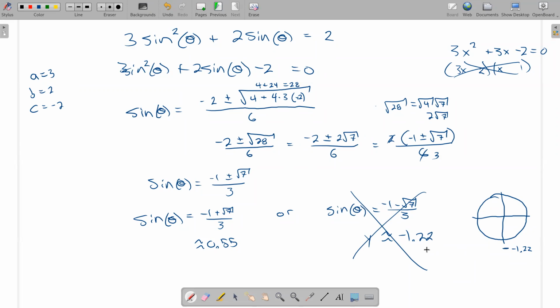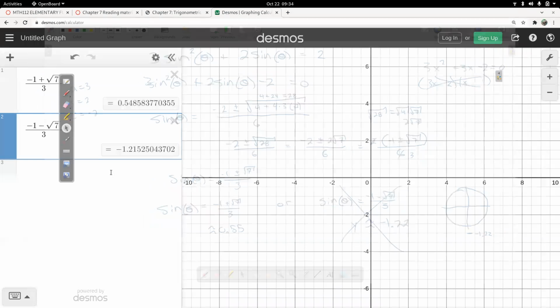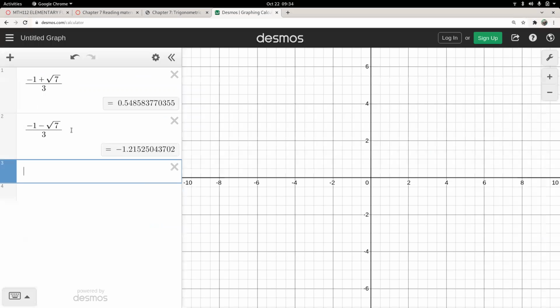Doesn't exist. You could double check by asking the computer what's the sine inverse of negative 1.22. And we should get something interesting. Let's give this a name here. Let's call it B.